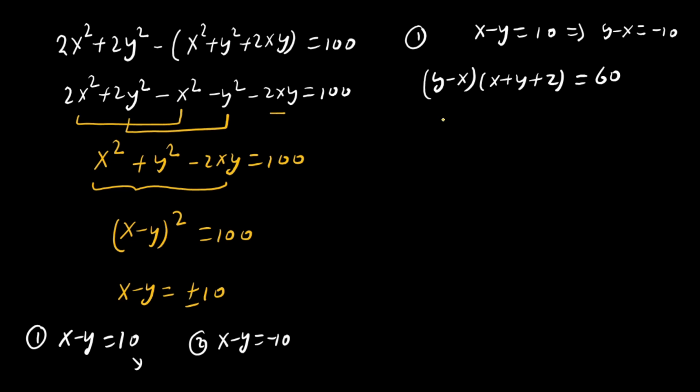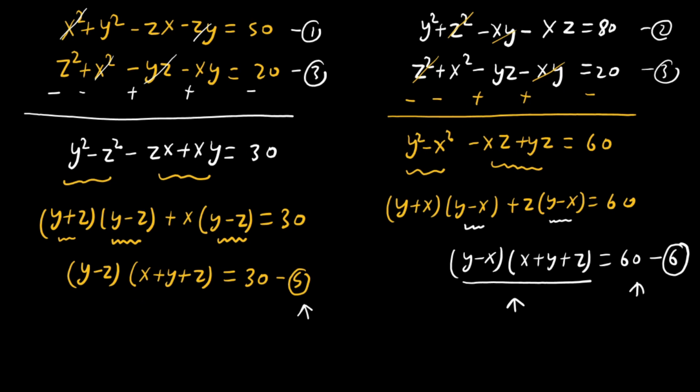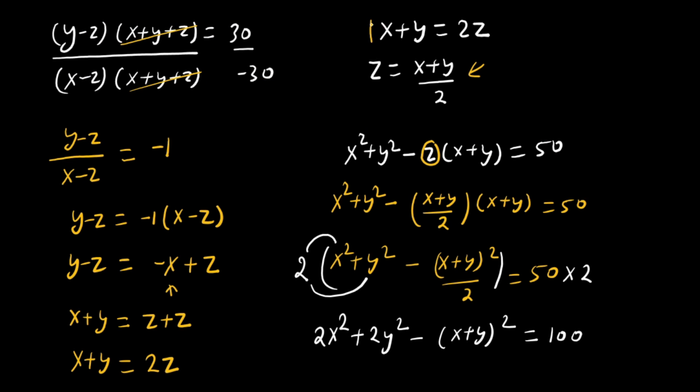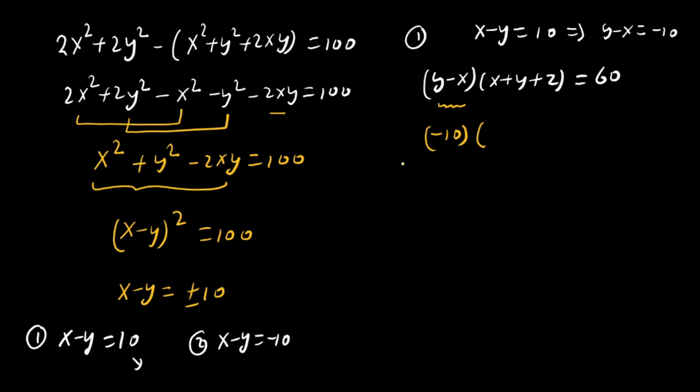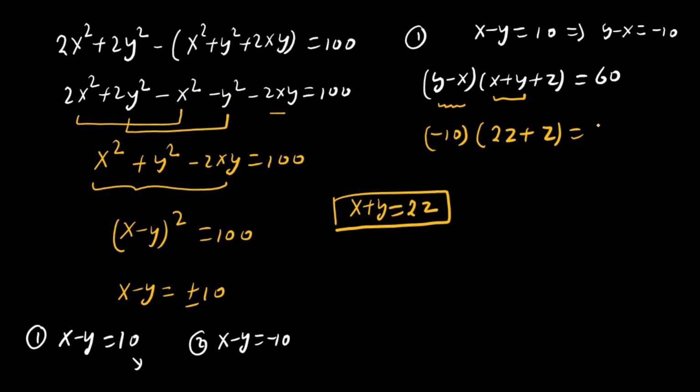So that's why y minus x is replaced by minus 10, and here x plus y plus z, and we know that the value of x plus y is 2 times z. So that's why this x plus y is replaced by 2 times z plus z, and this is equal to 60.